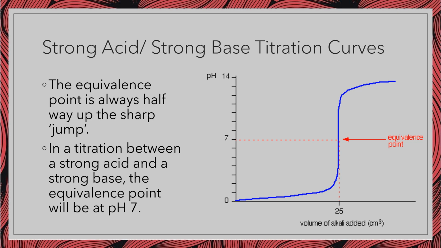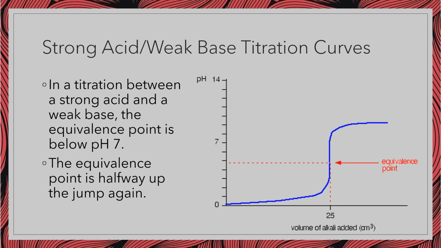It's at 7. So if we have something like HCl or H2SO4, they're 2 acids. HCl with NaOH, okay, strong acid, strong base, equivalence point will be 7. H2SO4 with sodium hydroxide, equivalence point of 7, because they're both strong.